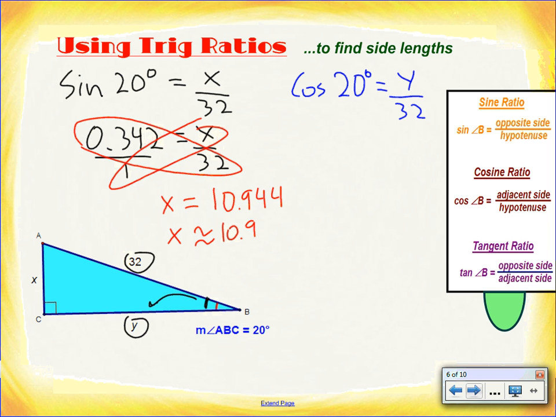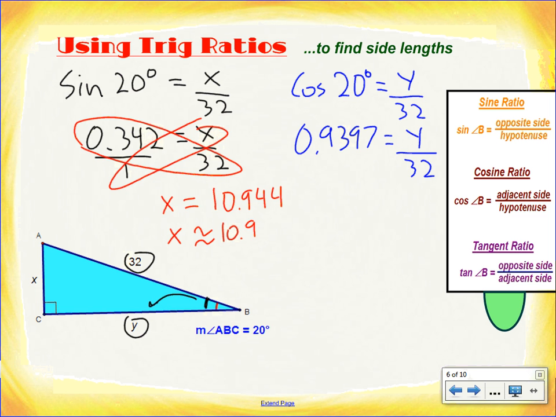And I'm repeating that a bunch of times so I will remember. So this is 0.9397. Did I remember that correctly? I hope. Otherwise, I'm going to get it wrong. So we replace cosine of 20 with 0.9397.